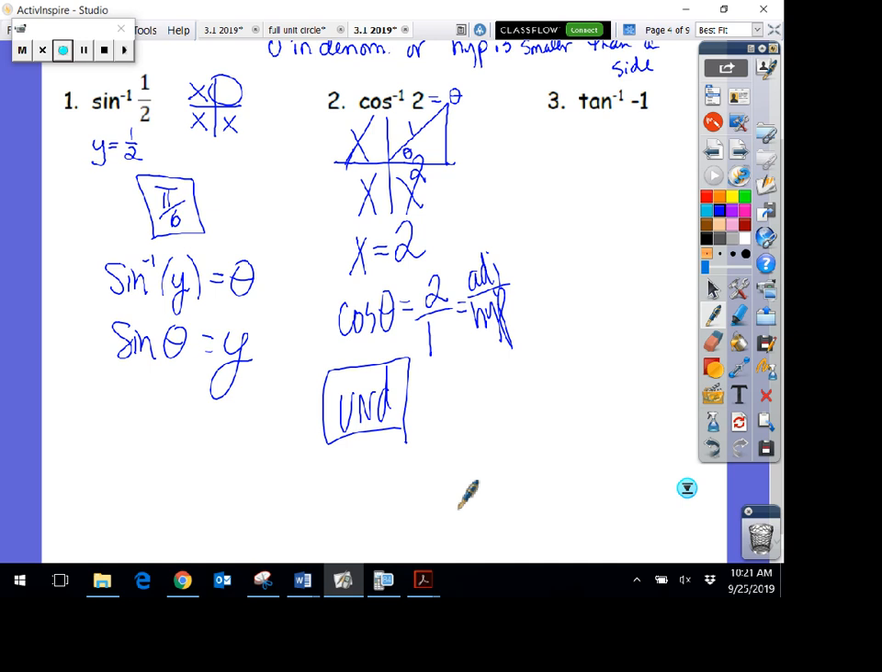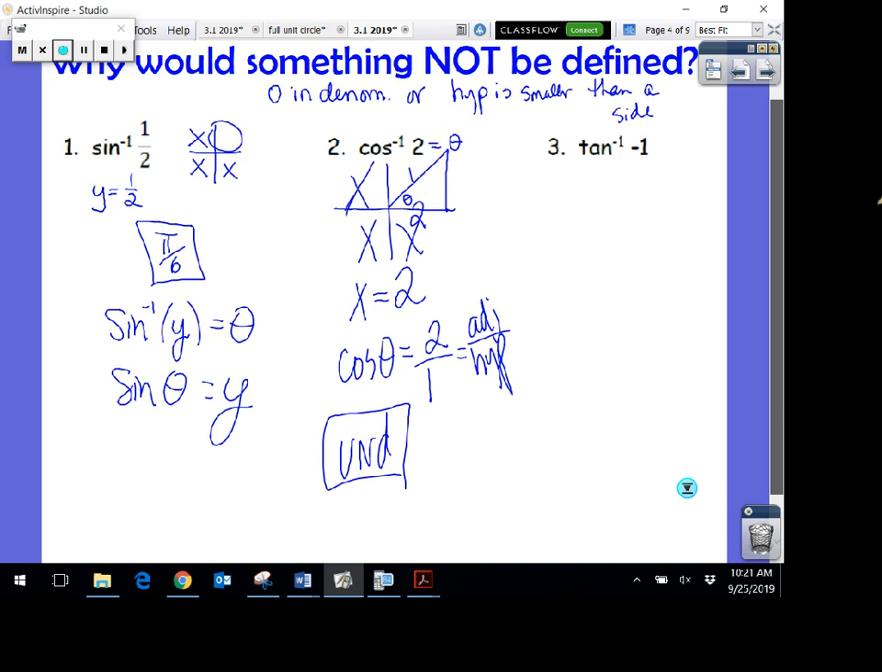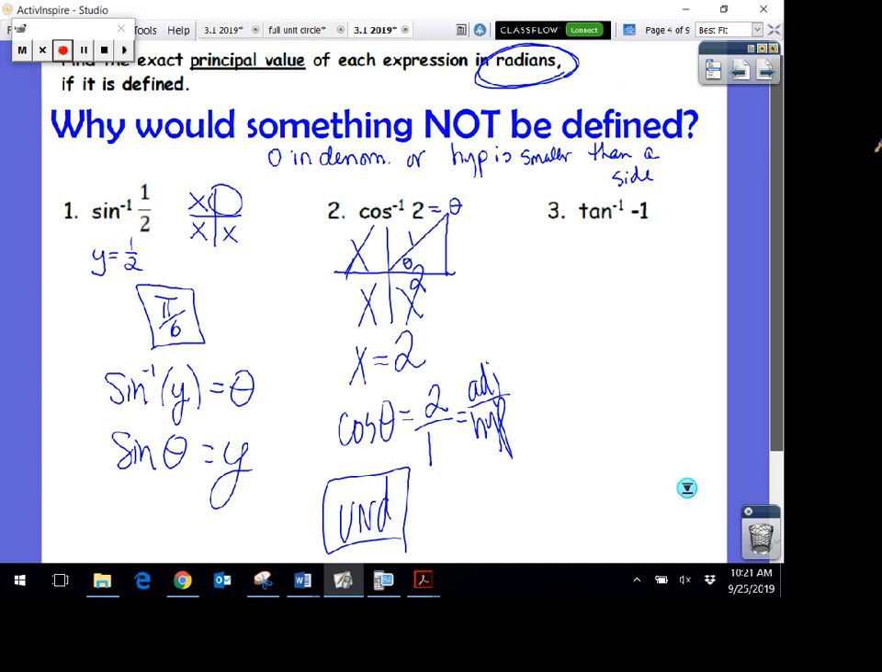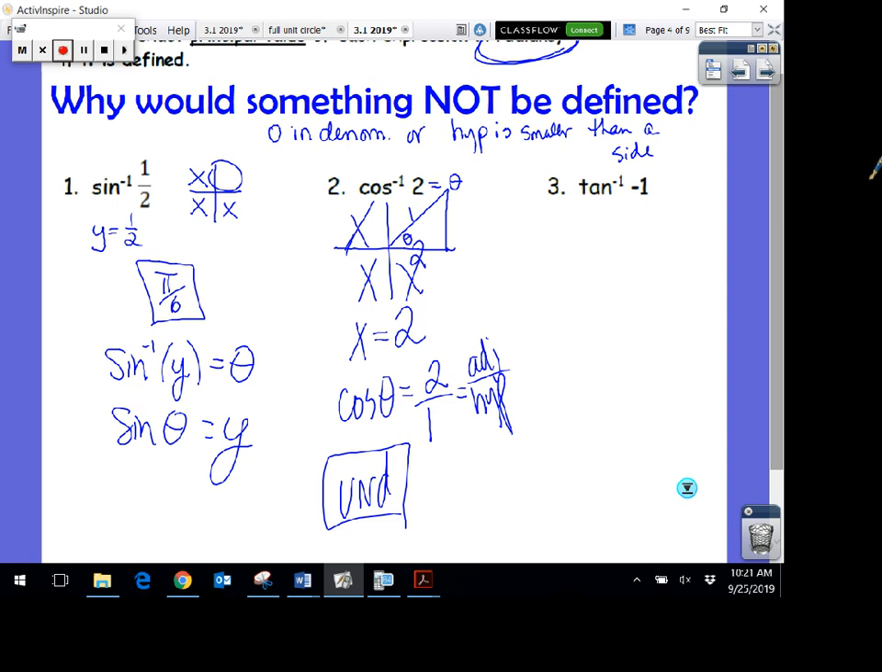It did not say solve anything. It said evaluate. There was no equal sign given. I put an equal sign, but that wasn't given in the problem, just to rewrite it. It tells you if it's defined. It's not defined, UND is fine with me. Just because it's not on the unit circle does not mean it's undefined. Could be. You've got to draw your triangle. You might be able to create a triangle, maybe not. It just depends on the problem.